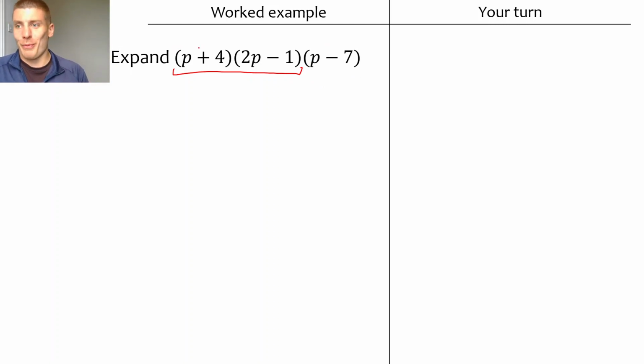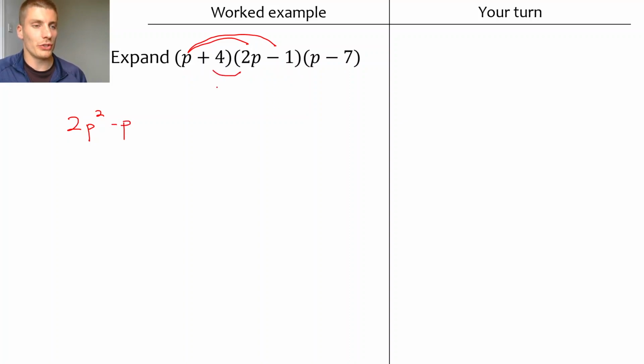So we begin by doing, first of all, p times by 2p, which gives you 2p squared. P times by negative 1 is minus p. You then got 4 times by 2p, which is plus 8p, and 4 times by negative 1, which is minus 4. And you now simplify this expression over here. You've got minus p plus 8p. Well, minus 1 plus 8 is positive 7. 8 take away 1 is plus 7. So you go to 2p squared plus 7p, take away 4.